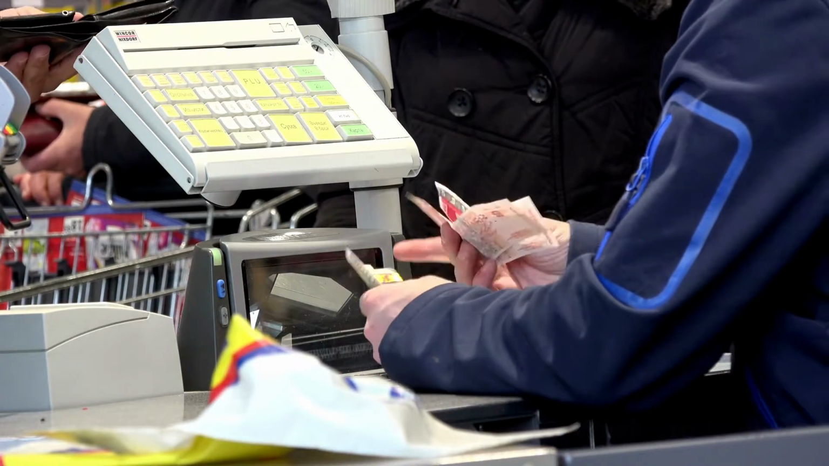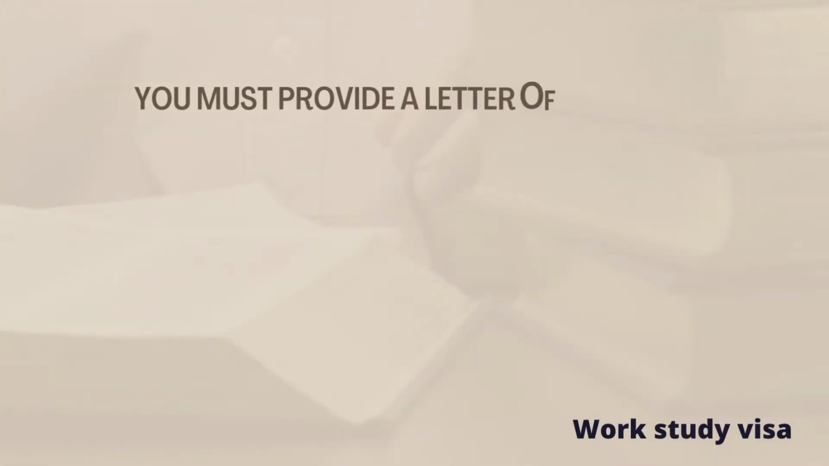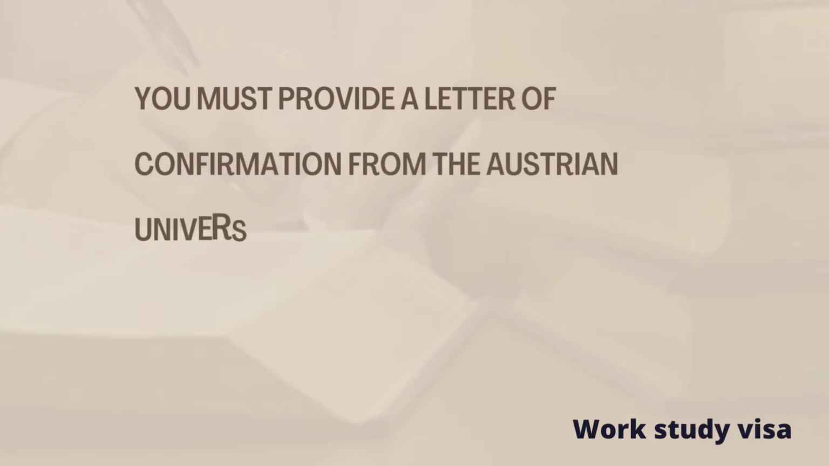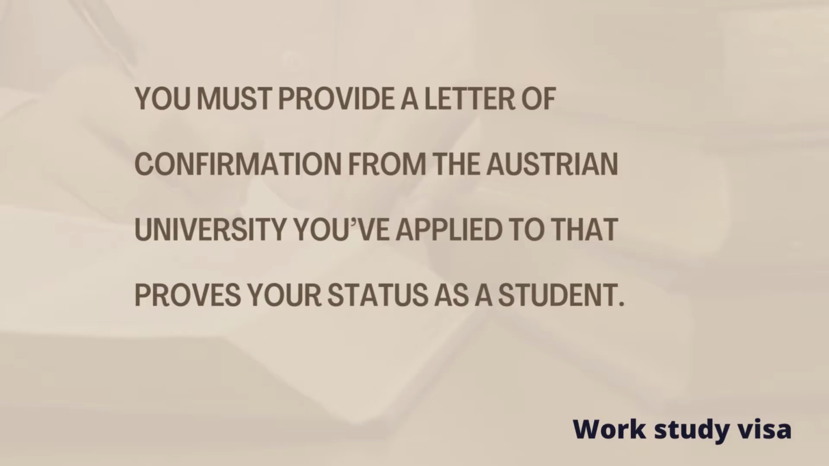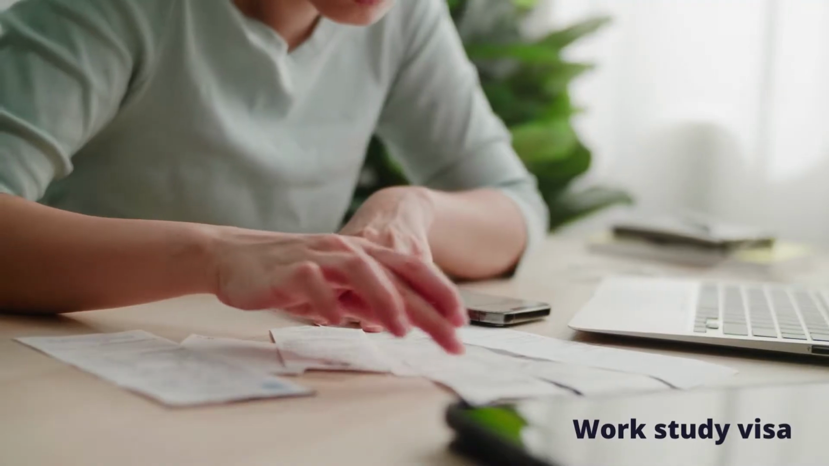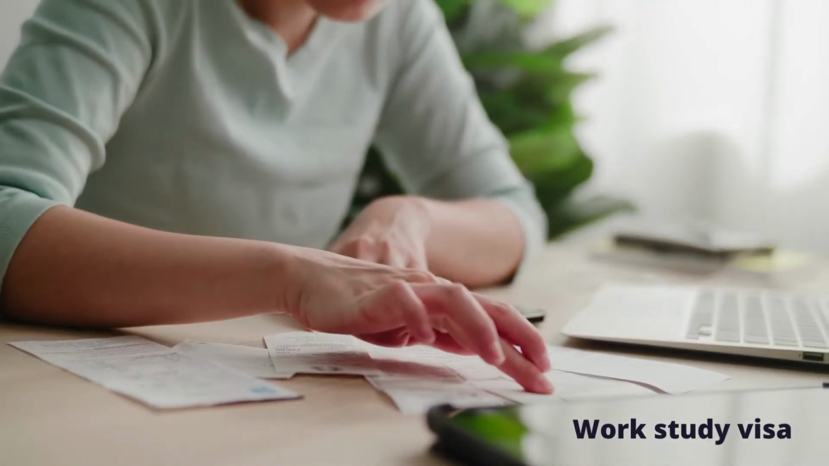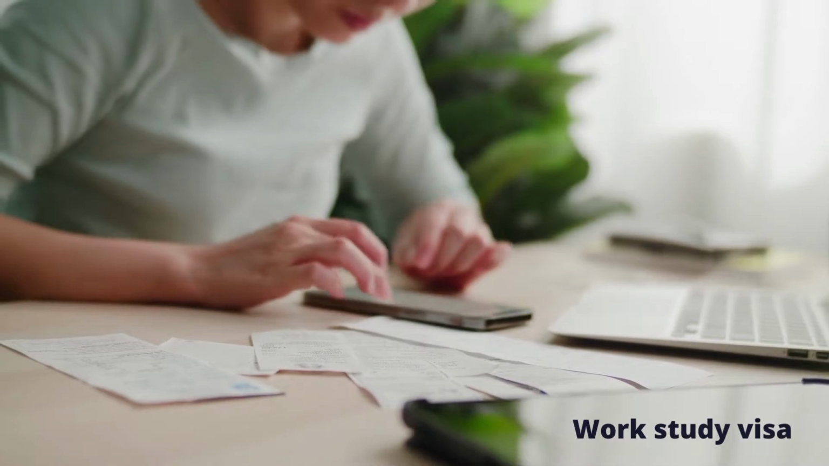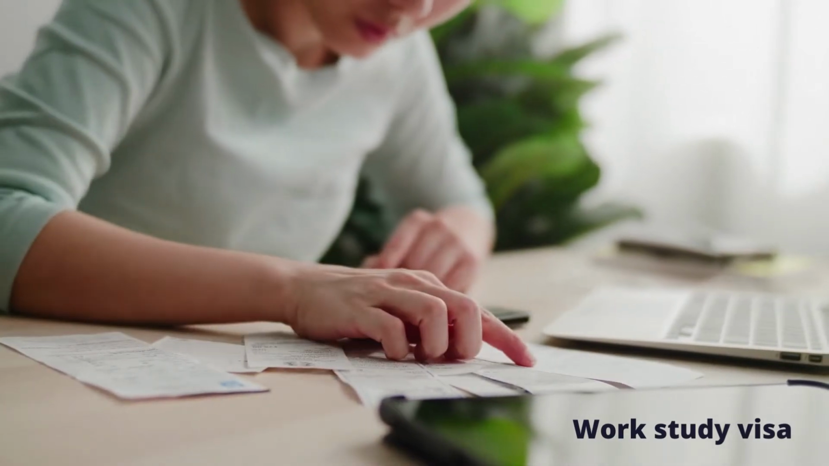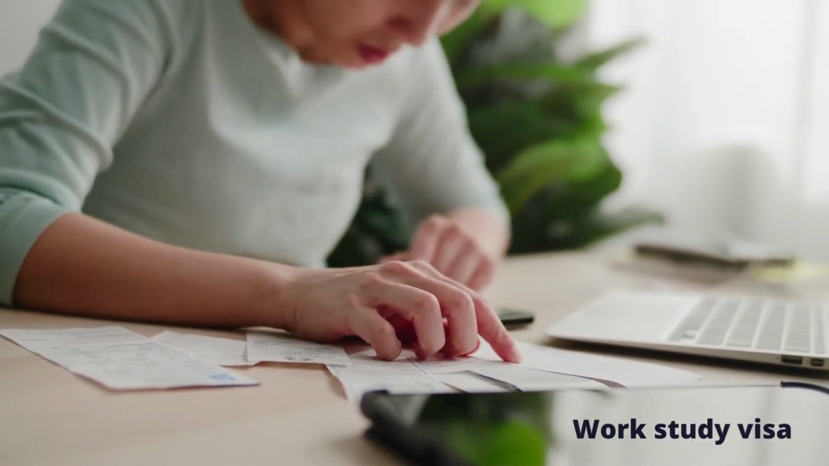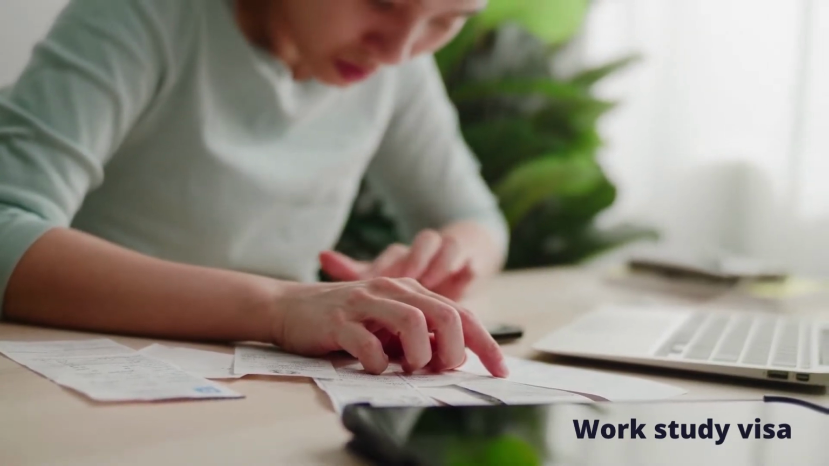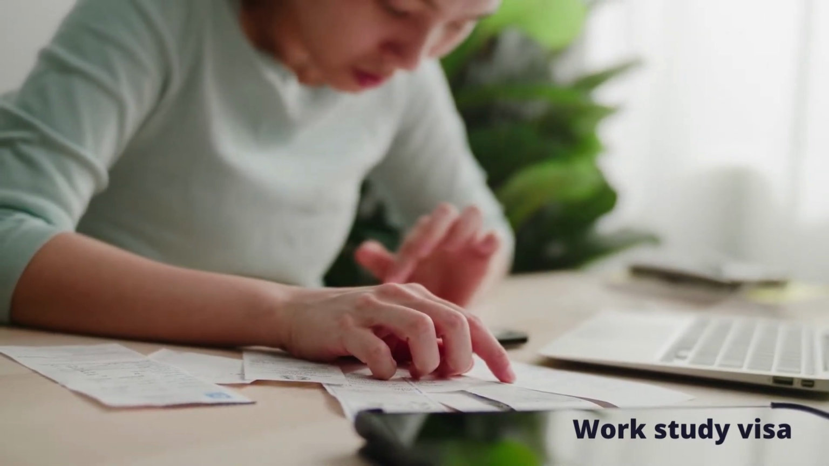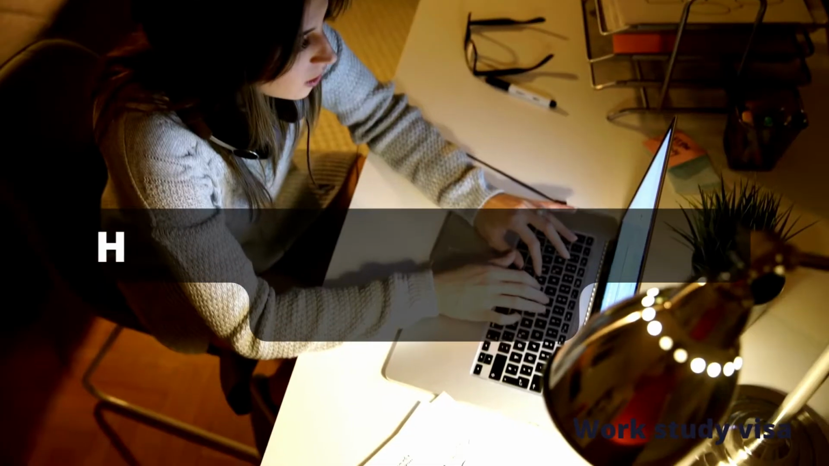8. Proof of admission. You must provide a letter of confirmation from the Australia university you've applied to that proves your status as a student. 9. Proof of paid tuition fee. You must provide a copy of the receipt bank statement that your university fee has been paid. 10. University records from your previous universities, if applicable. If you've attended a previous university, you must also provide a copy of those records.